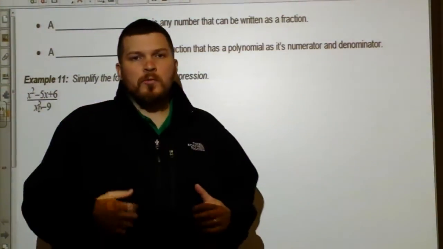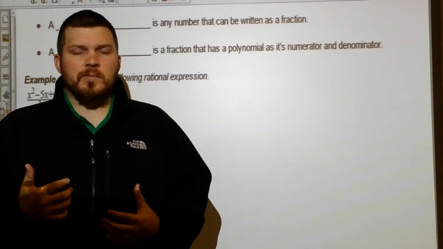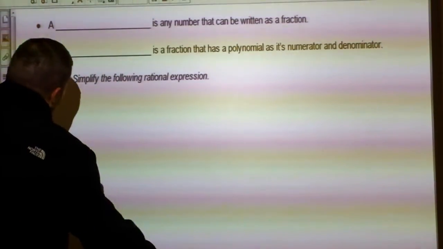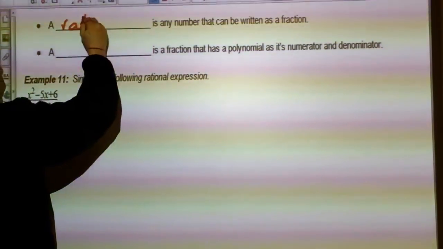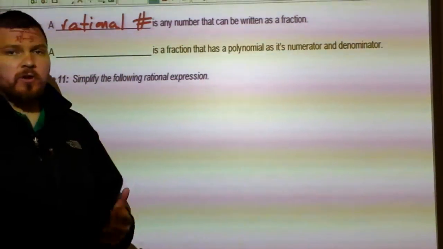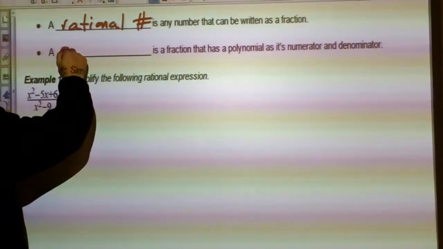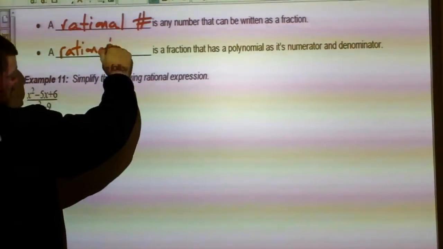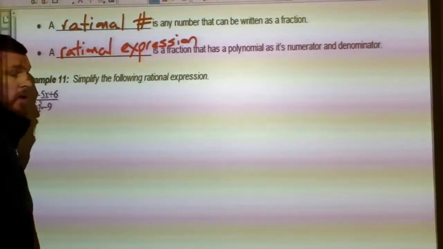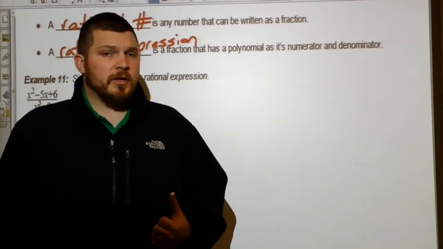Okay, so in this video we're building on our ideas of factoring that we've done in the past several videos, and we're moving on to talking about rational numbers and rational expressions. Essentially, a rational number is any number that can be written as a fraction, like 1/4, 3/7, etc. A rational expression is a fraction that has a polynomial for its numerator, a polynomial for its denominator, or both.